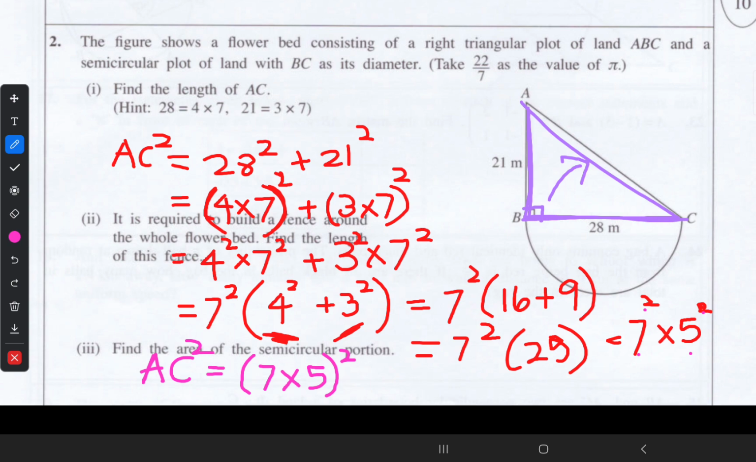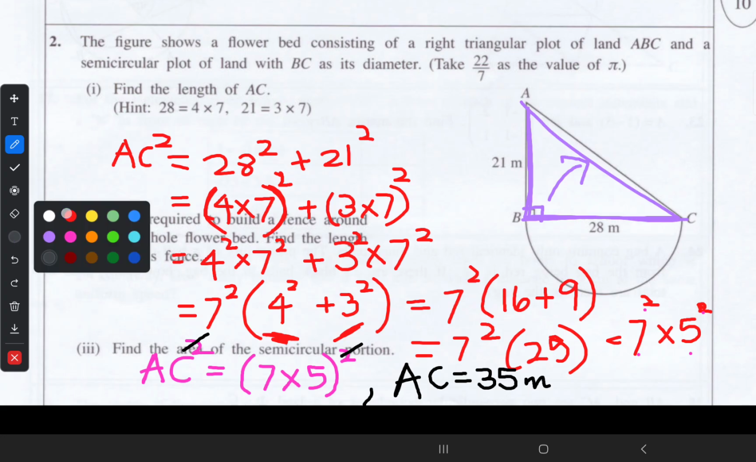After that, just think without index. Both have the index as 2. Now think without index because both of these have index. So finally your answer AC should be 7 times 5. That will be 35 meters. Okay, I'll repeat once more what we did here.